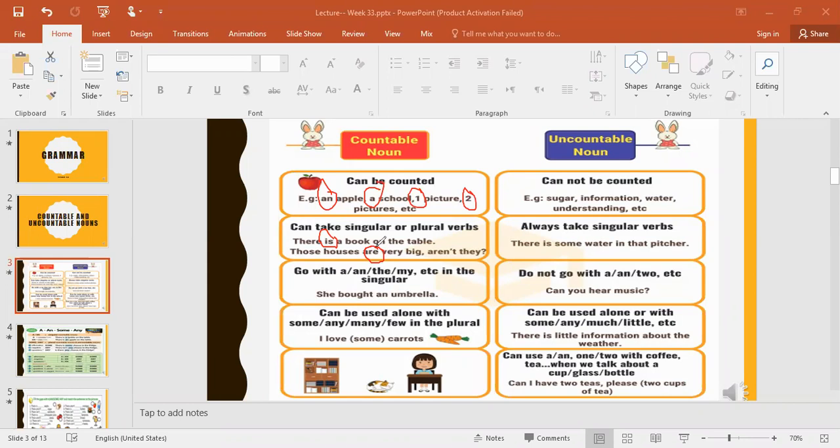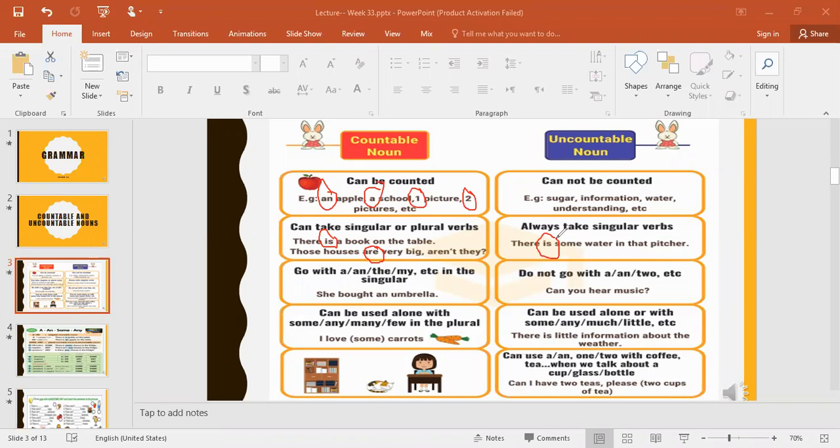Let's see the uncountable nouns. Let's read the sentences. There is some water in that pitcher. There is sugar in the jar. Is, am I using a singular or plural verb? Singular. Very good. It's a singular verb. So does an uncountable noun take a plural verb? No. So the countable nouns take singular and plural verbs, while the uncountable nouns take only singular verbs.